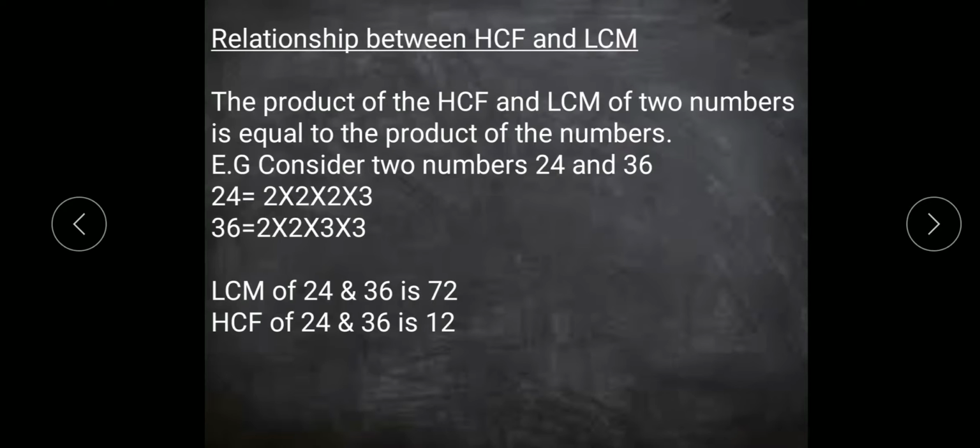The product of HCF and LCM of the two numbers which are given to us will be equal to the product of the numbers. Now let us take an example. Assume that I am giving you two numbers, that is 24 and 36. I have found out the highest common factor: HCF of 24 and 36 is 12 and LCM of 24 and 36 is 72.